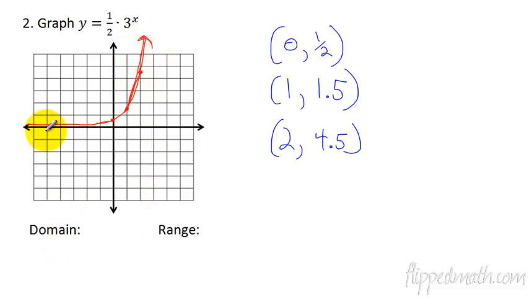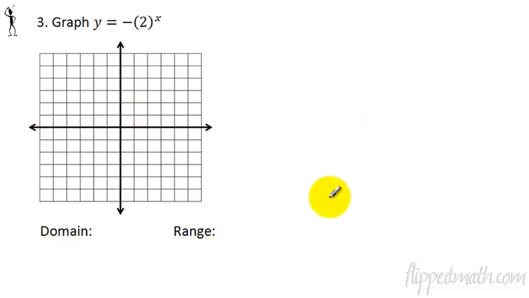What is the domain? I'll put arrows on the end here. It goes forever. The domain is all real numbers because it's going off forever. And the range will be all of the y values that are greater than 0. All right, done. Let's try number 3.